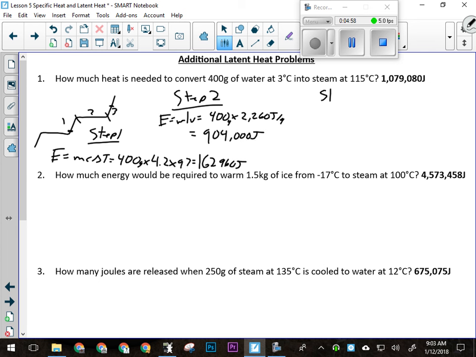Okay, and then our last step is that we need to heat the steam by 15 degrees. So that'll be E equals mc delta T: 400 grams times 2.02 joules per gram degree Celsius times 15 degrees Celsius.